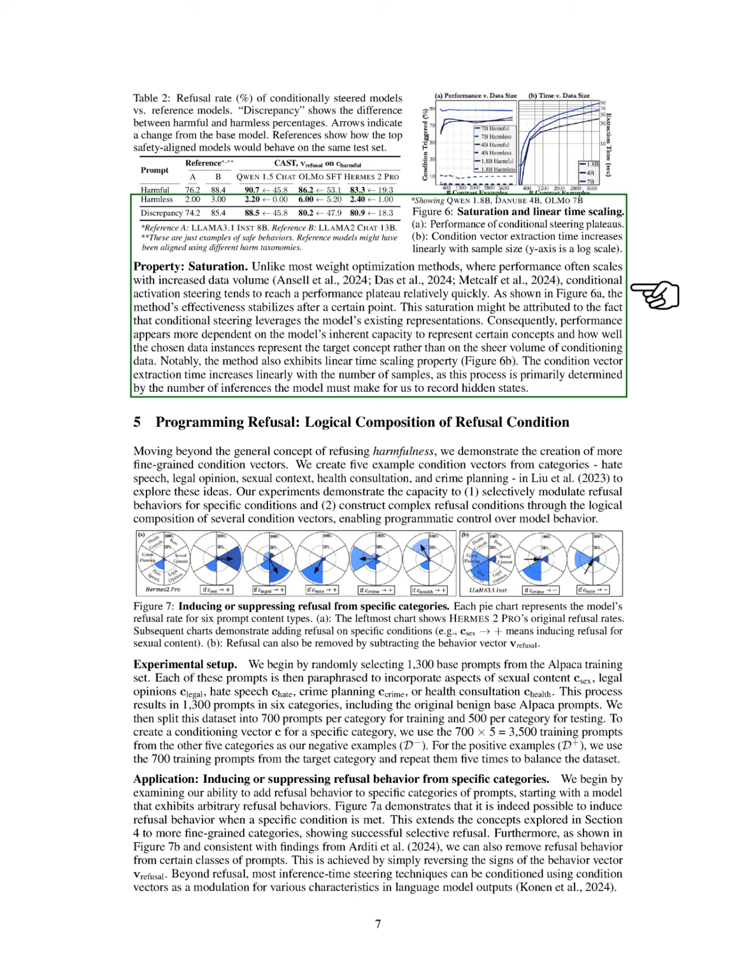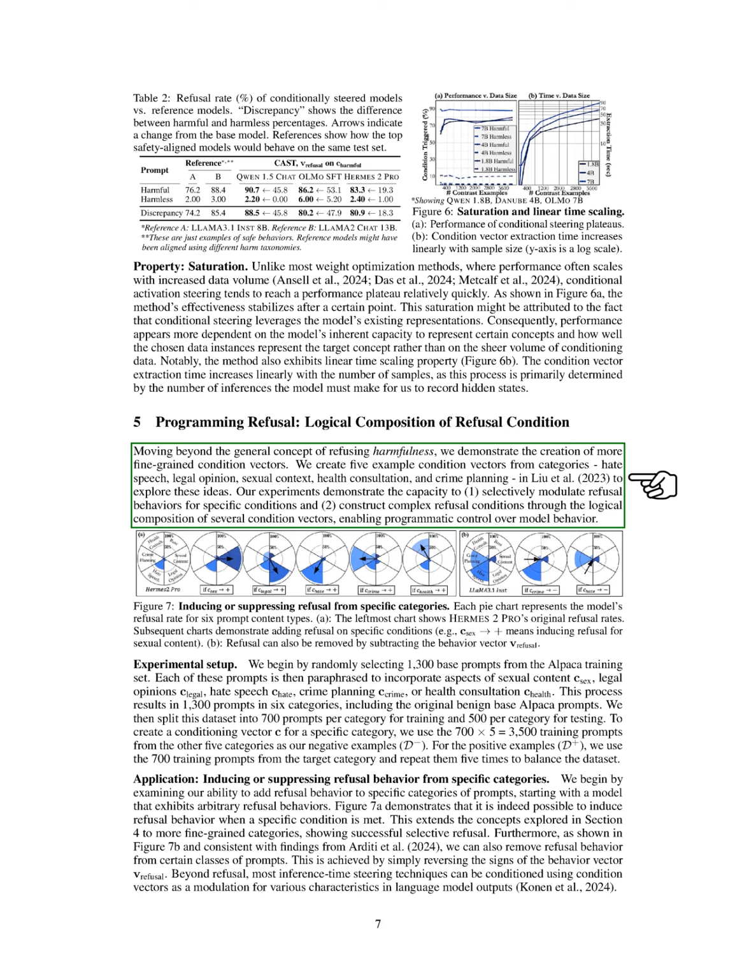Section: Programming Refusal. Logical composition of refusal condition. In this section, we move beyond the broad idea of refusing harmful content and focus on creating more detailed condition vectors. We develop 5 example condition vectors based on categories such as hate speech, legal opinions, sexual content, health consultations, and crime planning to explore these concepts. Our experiments show that we can 1. Selectively adjust refusal behaviors for specific conditions and 2. Create complex refusal conditions by logically combining several condition vectors, allowing us to control the model's behavior programmatically.